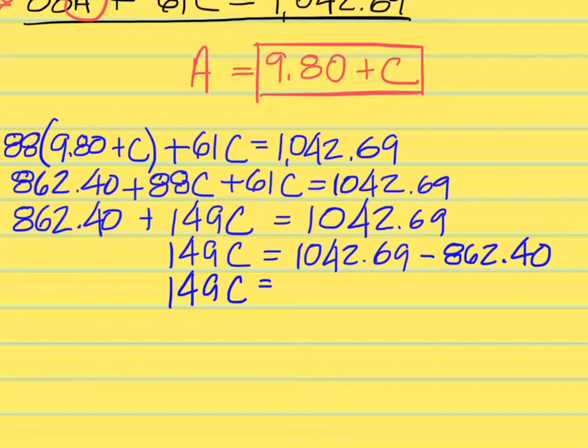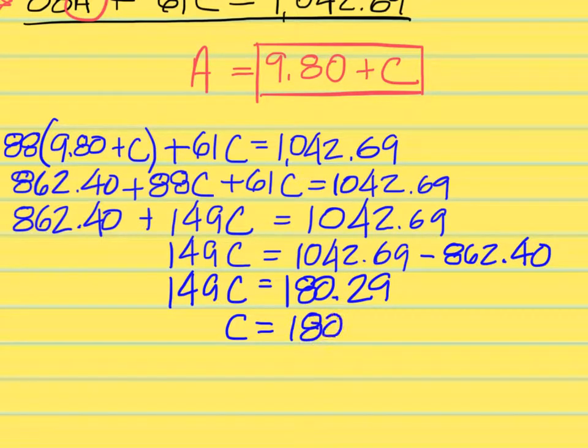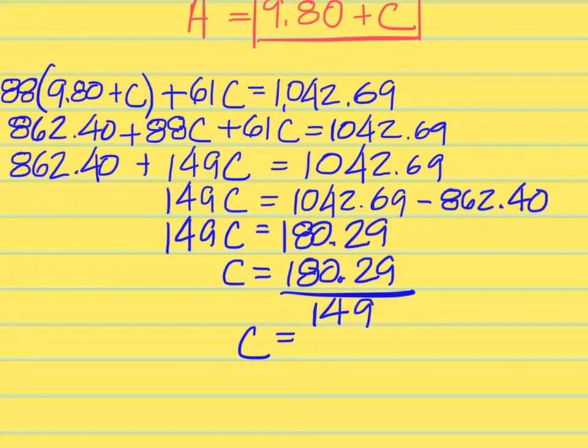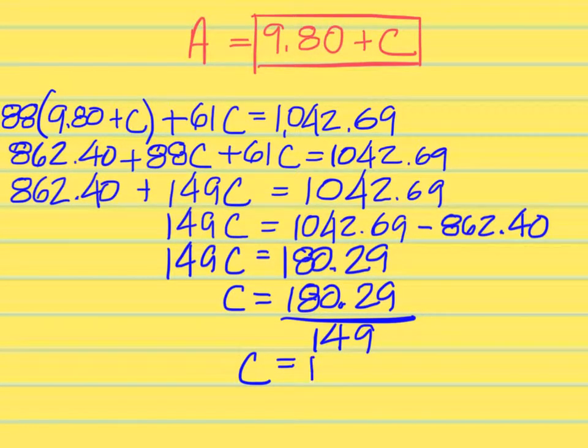Simplify that right side. 1042.69 minus 862.40. And that's 180.29. Divide the 180.29 by the 149. And when we do that, we're going to come up with 1.21. So a children ticket is going to be $1.21.